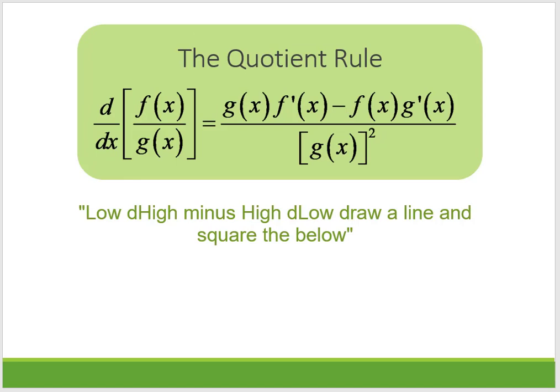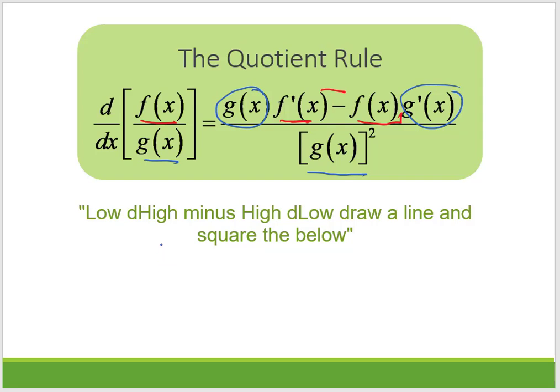Now the quotient rule is a little bit more complicated when you have one function divided by the other function. So you have your top function, f of x, and you have your bottom function, g of x. So you have low d high, derivative of the top, minus high d low, draw a line and square the below.